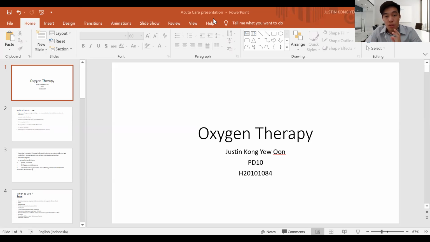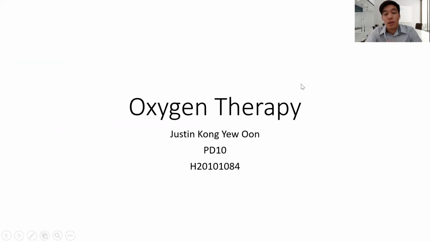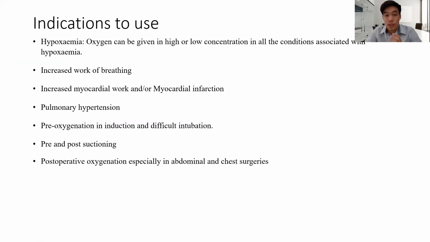And today I'm going to talk about what is oxygen therapy. Oxygen therapy is used when there are a few problems or disorders such as hypoxemia, or when the patient is having increased work of breathing, increased myocardial work, or having myocardial infarction, also known as heart attack, pulmonary hypertension, pre-oxygenation induction and difficult intubation, pre and post suctioning.